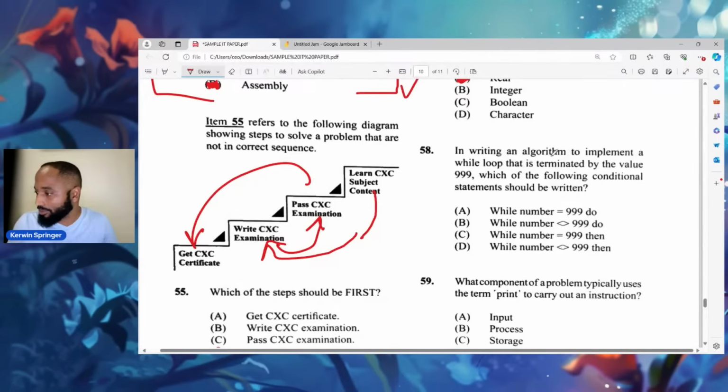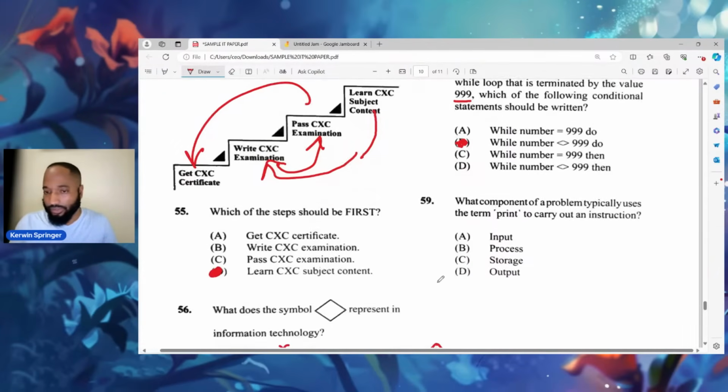Writing an algorithm to implement a while loop that is terminated by the value is not equal to 200. While it is not 200, while number is not 200, do. Then while do, right? While B. 58, B. 59.